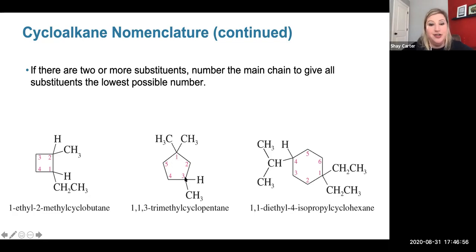2 is smaller than 4, so we want to go counterclockwise in this situation. Here we're going to actually number clockwise because that would give us substituents at 1 and 3, whereas if we went counterclockwise, it would give us substituents at 1 and 4. Okay, and 1 and 3 is lower than 1 and 4. Okay, you get the picture.